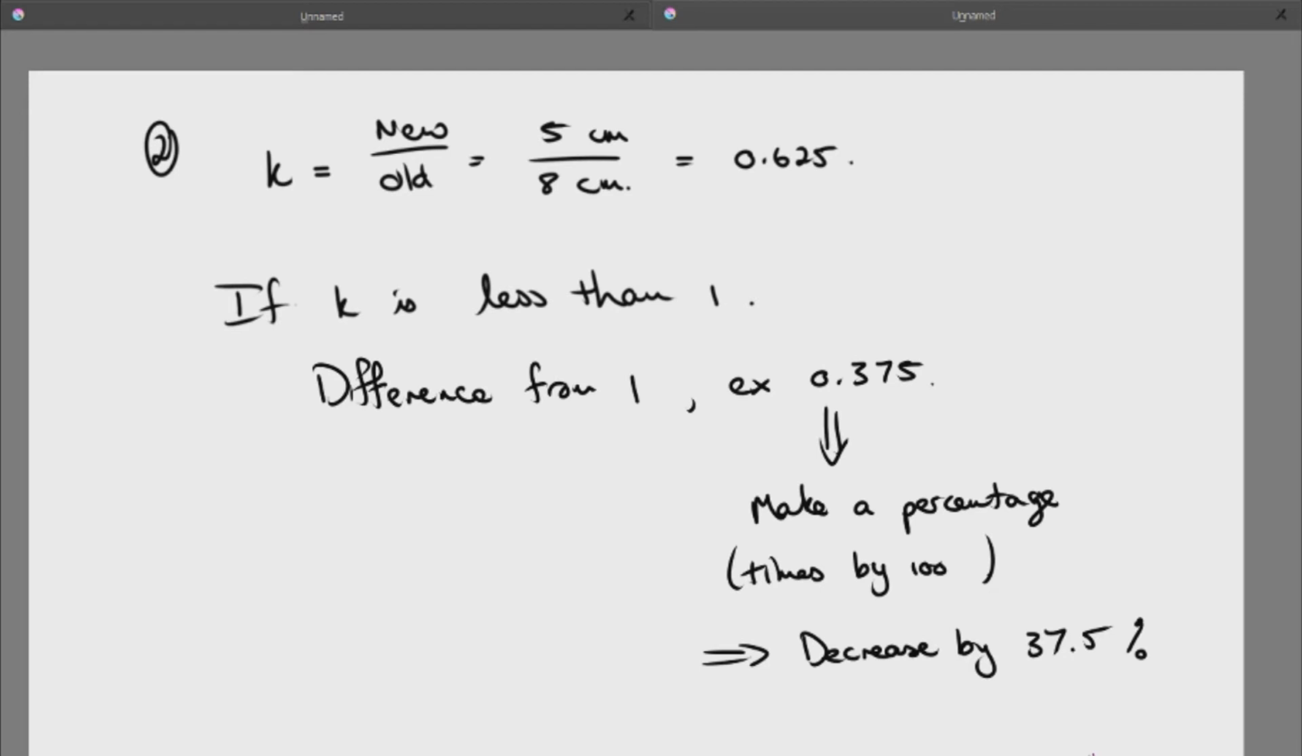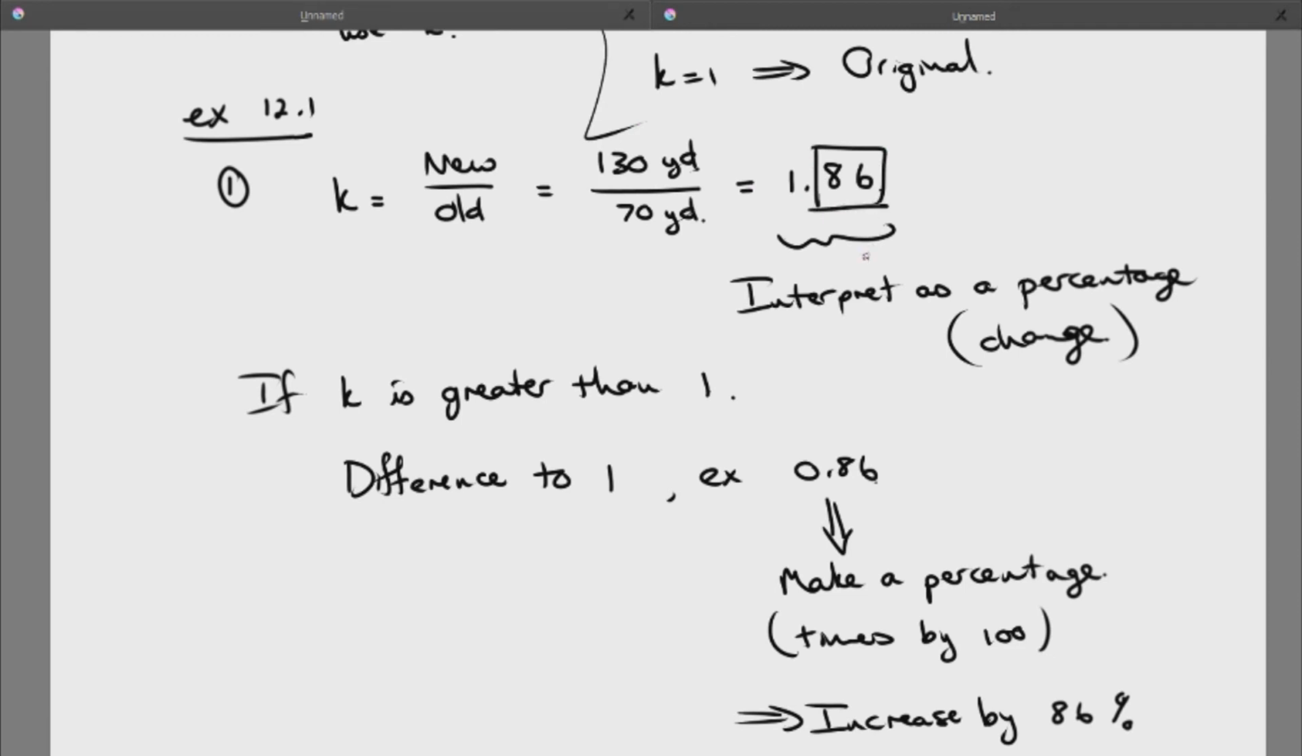So if, like we'll see in the second exercise, they tell me a percentage change and I need a calculation for what the new side length will be, I need to go from the percentage to the scale factor first. Yes? I don't understand the difference from 1 minus 0.625. Less than 1. Yeah. Well, you look at the difference either way. But if it's more than 1, the difference is much easier because you literally just throw away the 1 and look at the decimals. They're right there.